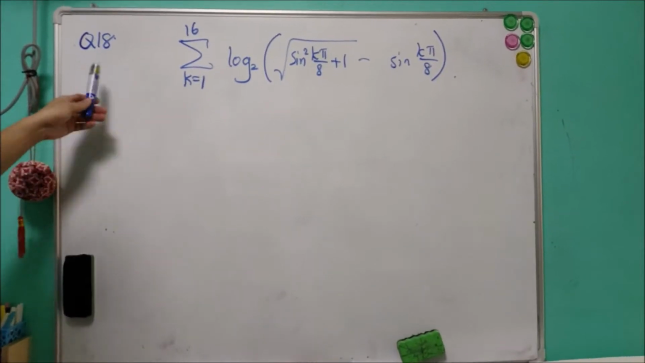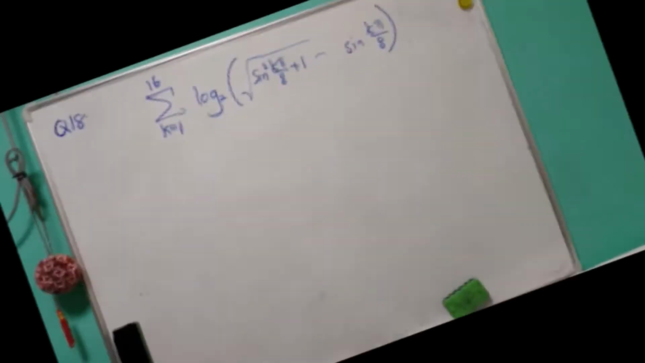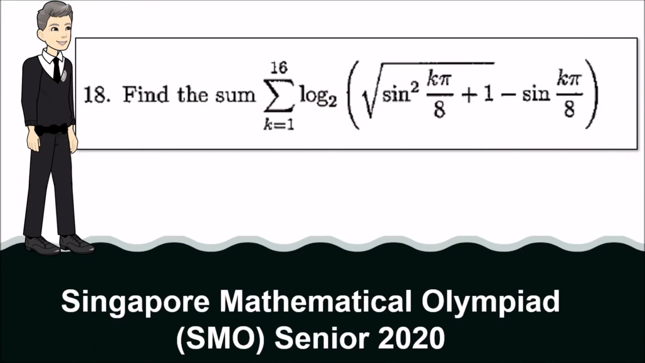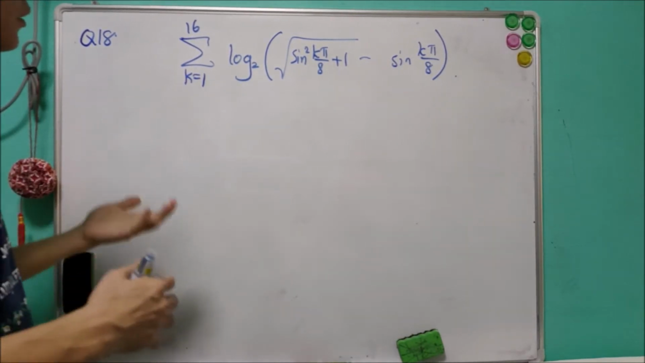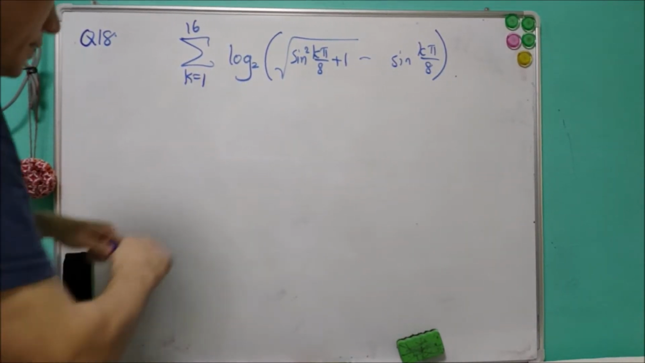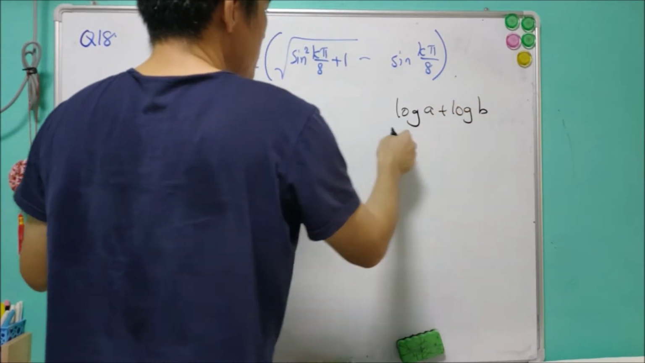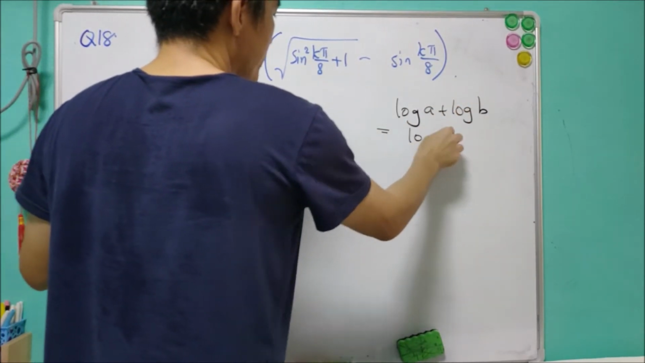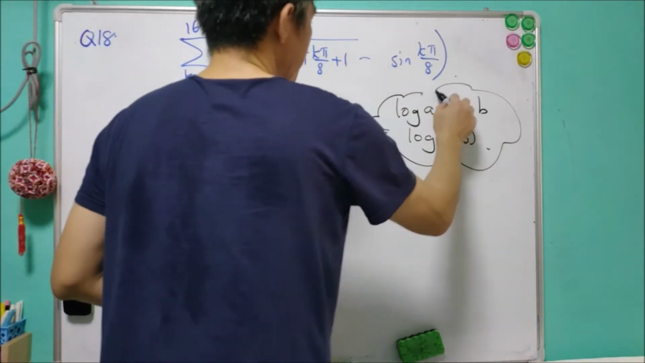Okay, this is question 18. You are asked to find the sum of this expression. So the sum of the log is actually equal to the log of the product. What I mean here is the sum of logs is equal to the log of the product. So we need to use this property. That's number one.